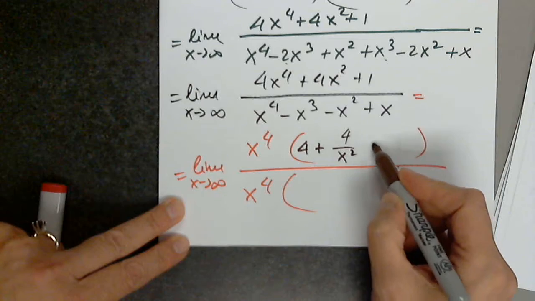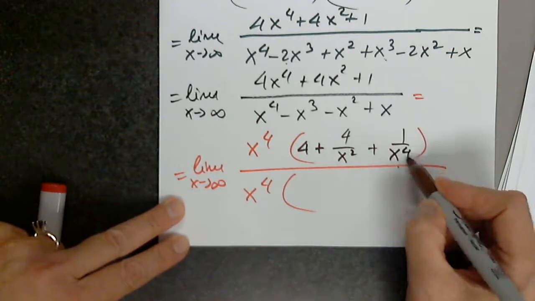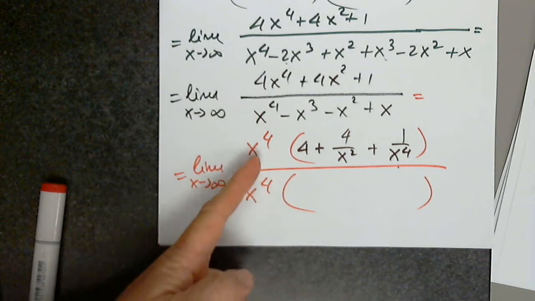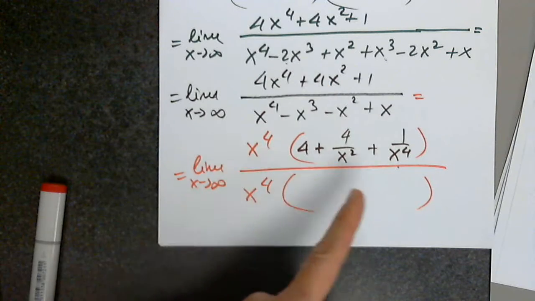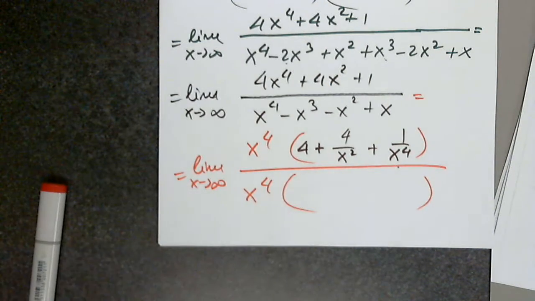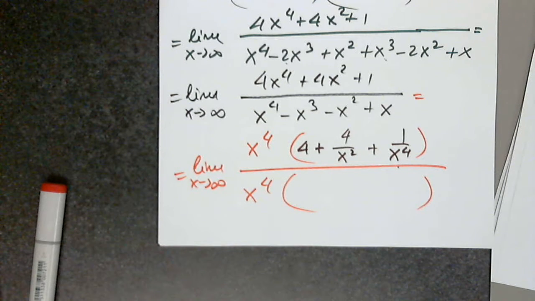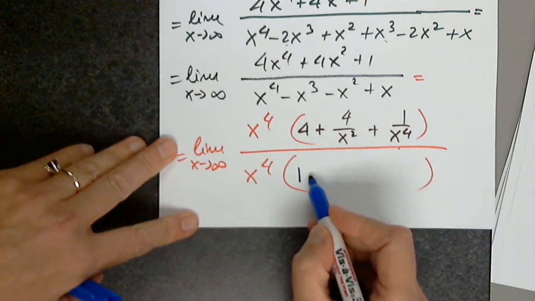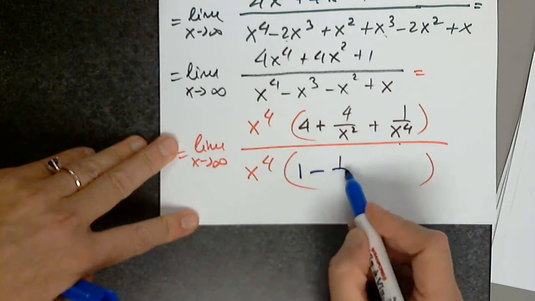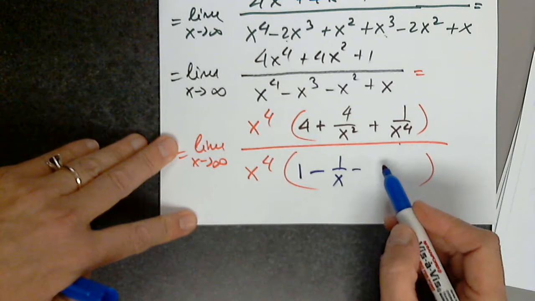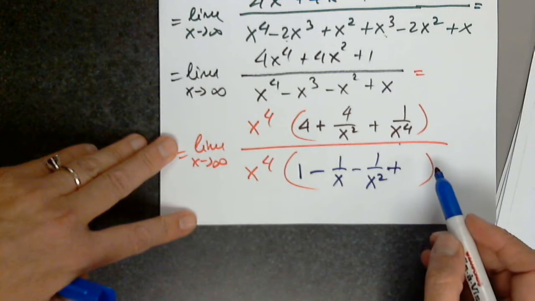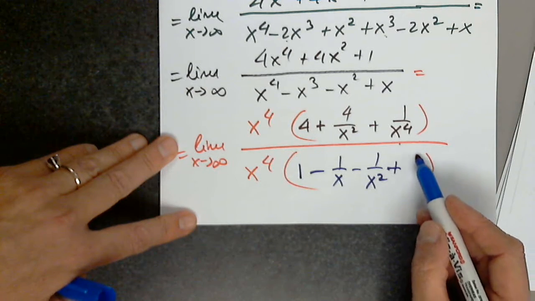Excellent. That's it. Let's check, make sure that this is correct. X to the fourth times 4 is this. X to the fourth times 4 over x squared is this. And x to the fourth times this is 1. Good. Now I need 3 terms, I'm sorry, forgive me, 4 terms at the bottom. Yes. Excellent.